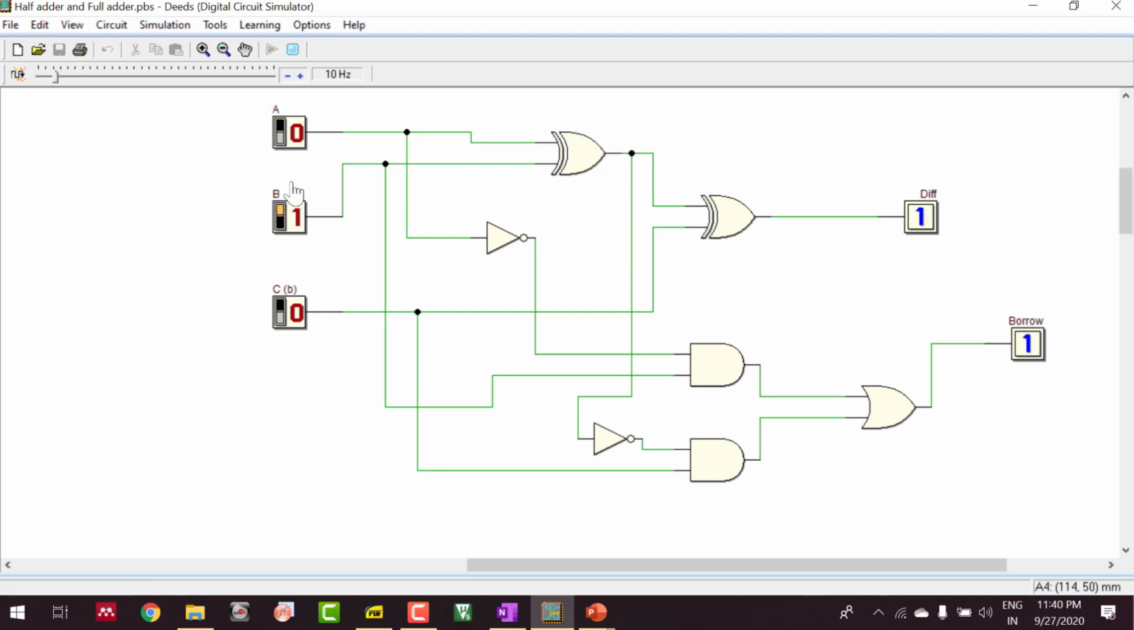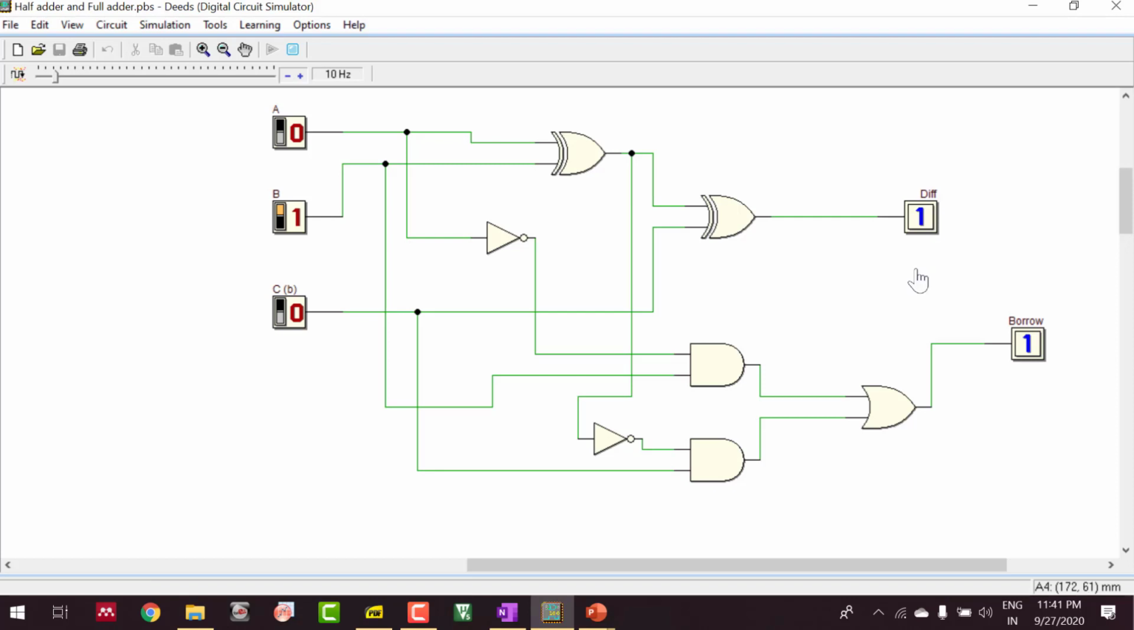I'm going to make it 0 1 0. 0 minus 1 involves a borrow operation, that means your borrow should be 1. And if you take borrow, then it becomes 10 minus 1, that means you're going to get a difference 1. So this is how you're going to simulate your full subtractor.